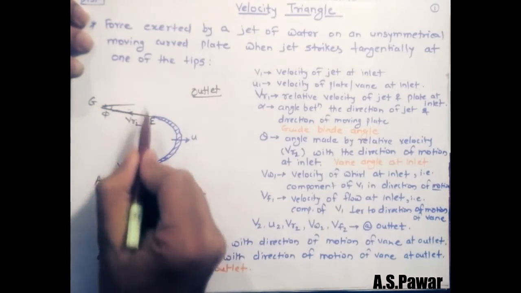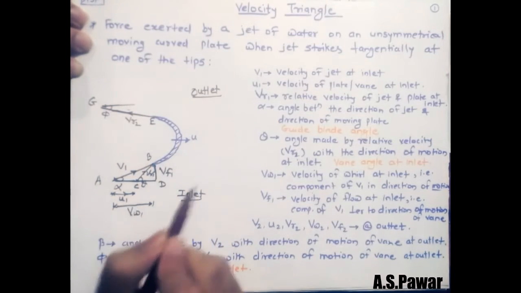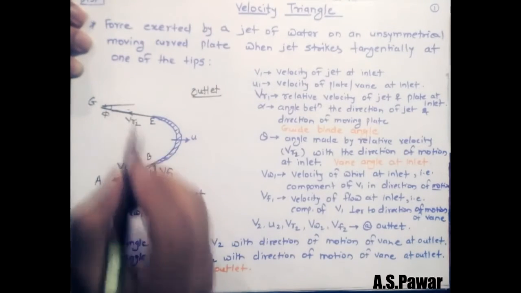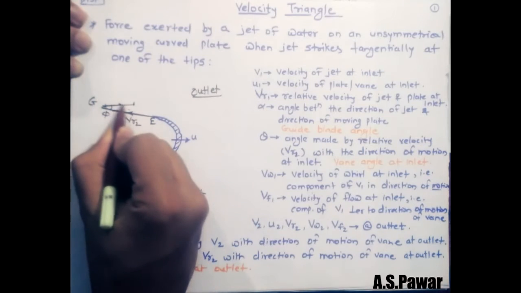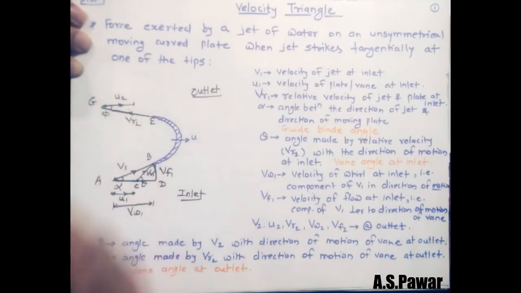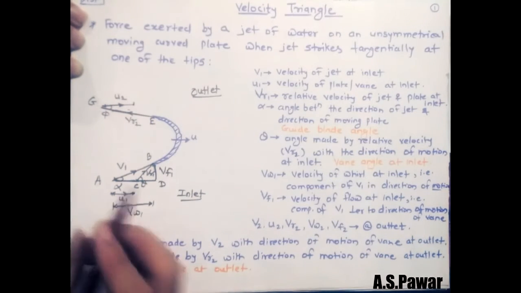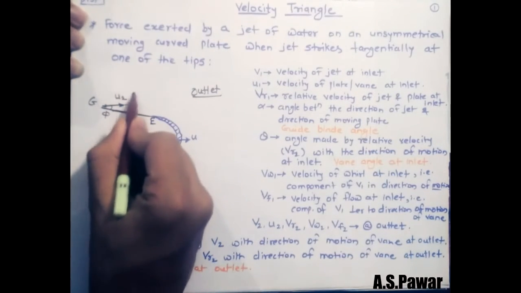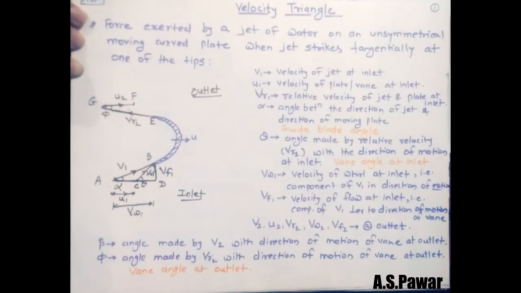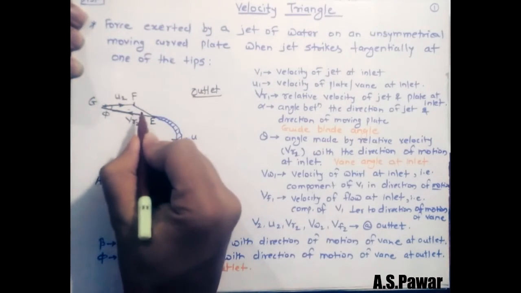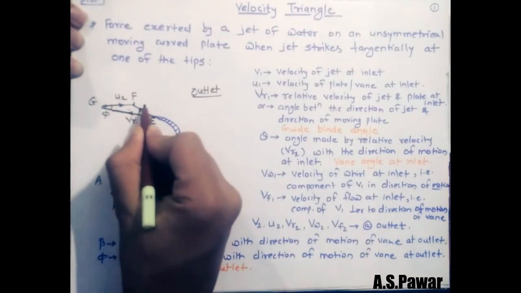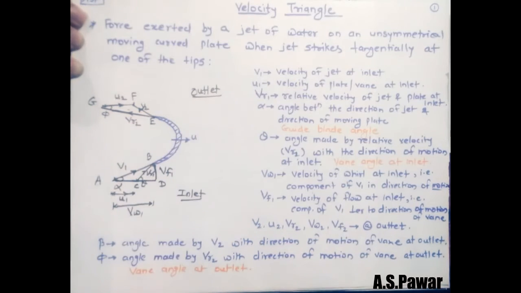Now at the outlet, this moving plate again has a certain velocity, so we will consider that the velocity is up to this point, represented by a vector, and that vector is u2. Small u2 stands for the velocity of the plate at the outlet. Now I will give this point the name F. If I join points F and E, then I get the vector V2. V2 stands for the velocity of the jet at the outlet.